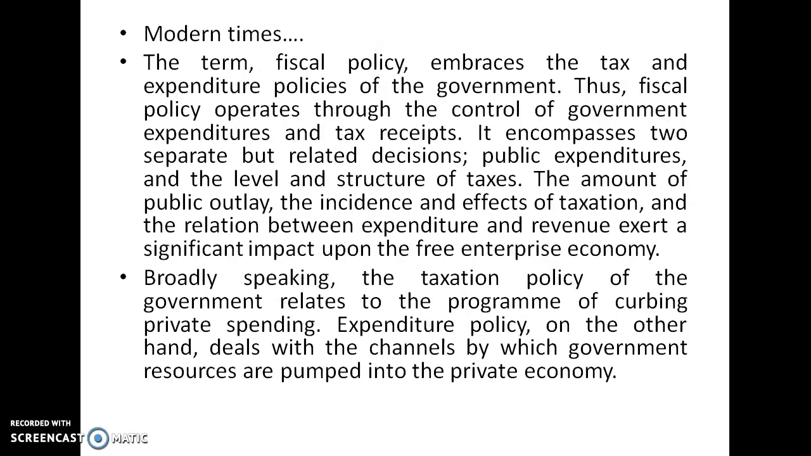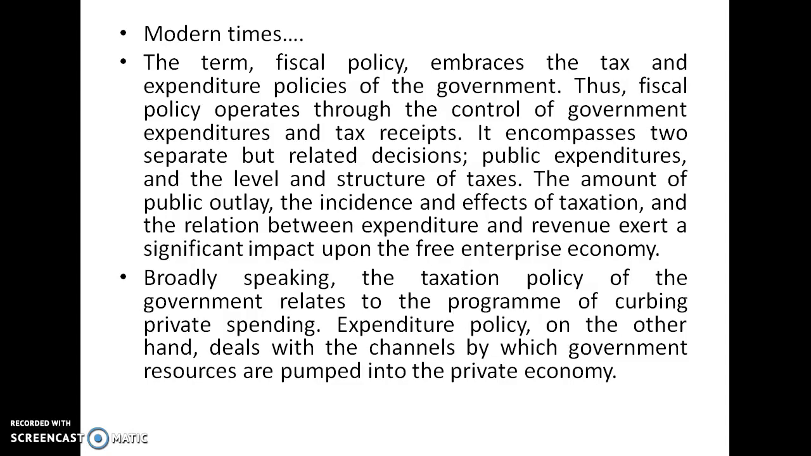In modern times, the term fiscal policy has become very complicated and elaborate. It embraces the tax and expenditure policies of the government. This fiscal policy operates through the control of government expenditure and tax receipts. It encompasses two separate but related decisions relating to public expenditure and the level and structure of taxes. The amount of public outlay, the incidence and effect of taxation, and the relation between expenditure and revenue exert a significant impact upon the free enterprise economy.